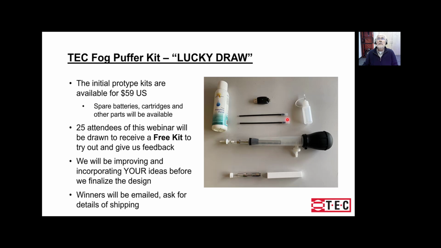In addition to that, you'll get the 2 little extensions, a charger, and then I think it's a 4-ounce bottle of propylene glycol and the filler bottle. So you fill this bottle from this bottle. The end of this is too big to be able to get in here well without making a mess. So we're going to initially sell this entire kit for $59. There will be spare batteries and spare cartridges available, and other parts can certainly be available.